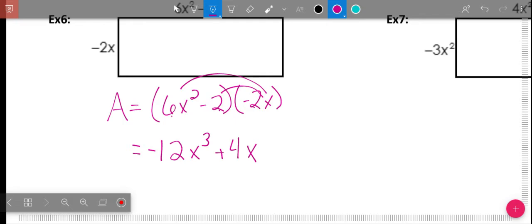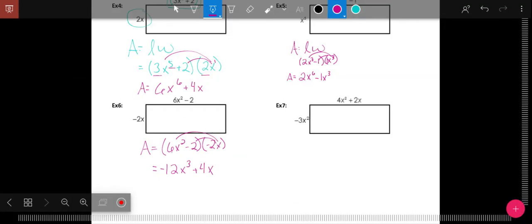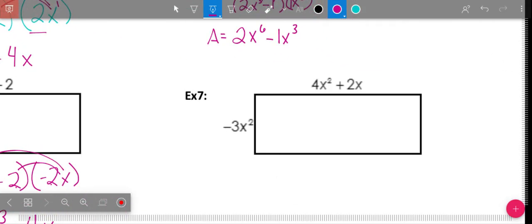All right, I want you to go ahead and try example number 7. I want you to go ahead and try that one on your own, and then you can check your work with mine when you're finished.